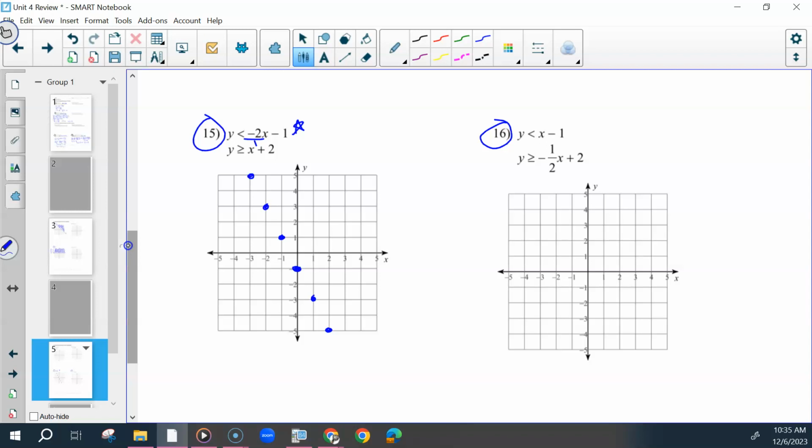This would be dashed or solid? Dash. So you can either just draw arrows at the end, or if you want to draw little dash marks in between, you can also do that, either or. It is less than, would that be shaded above or below? Below. And that would be under here.